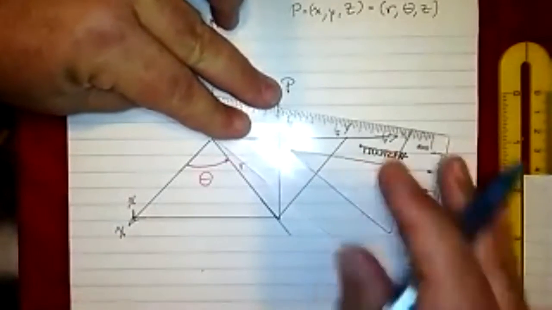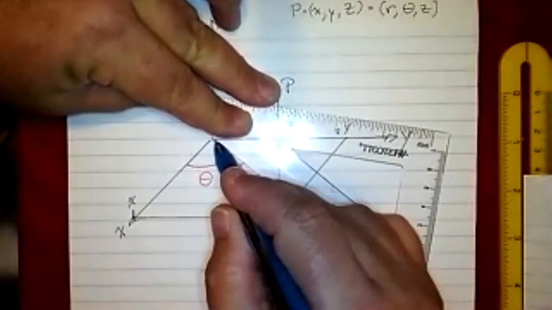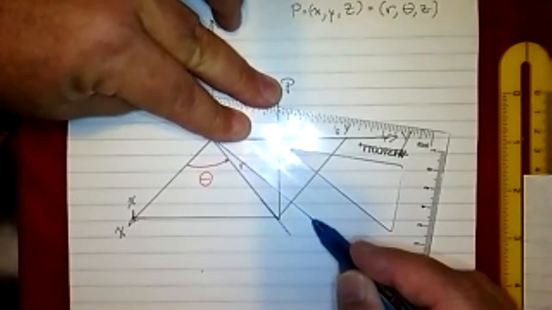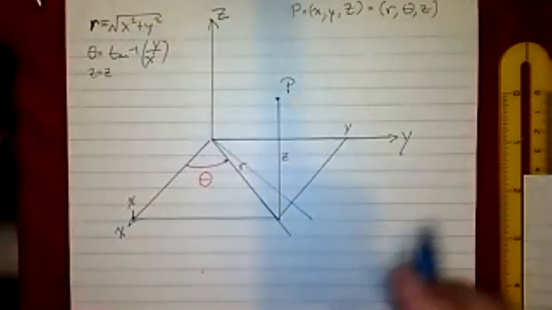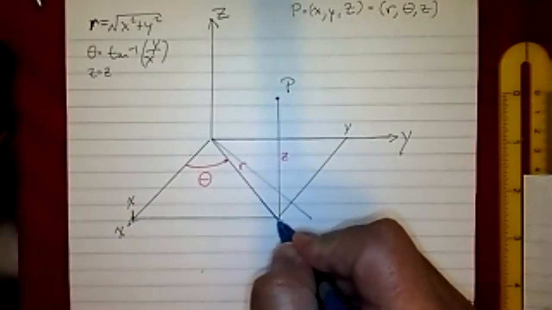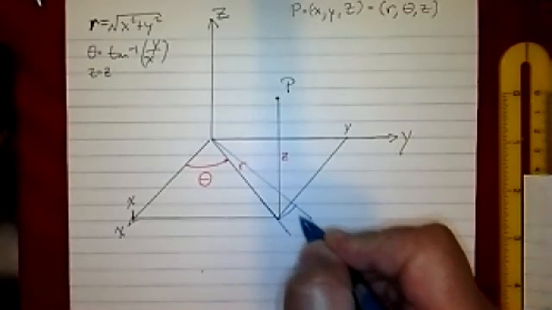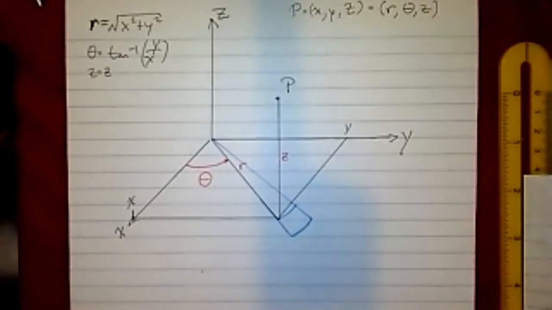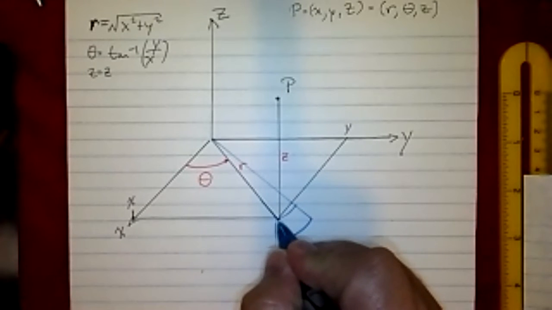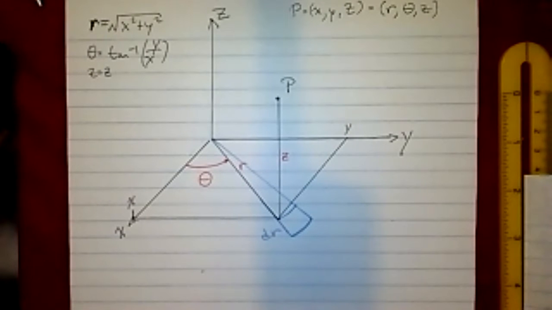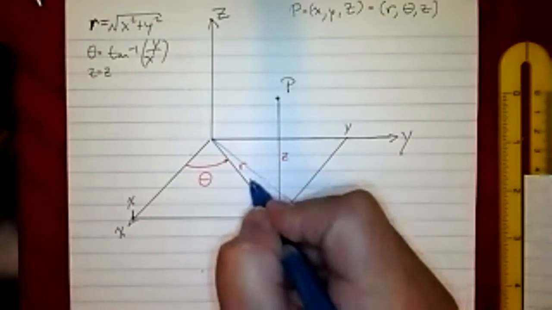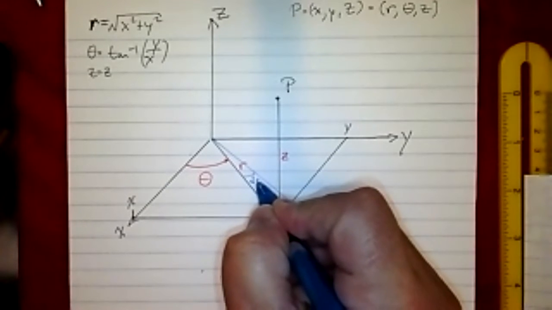So for that one, I'm going to draw like this. And I think you'll see that this makes a little arc right here, and this makes a little arc right here. So what I've done is went from r to r plus dr. So this distance right here is dr. And what theta did was theta went from theta to theta plus d theta.